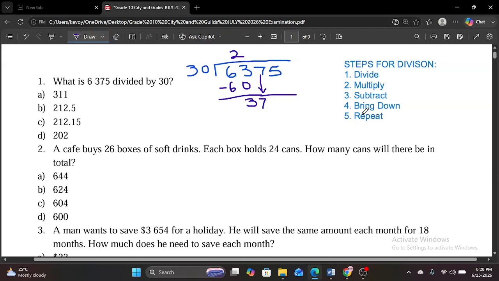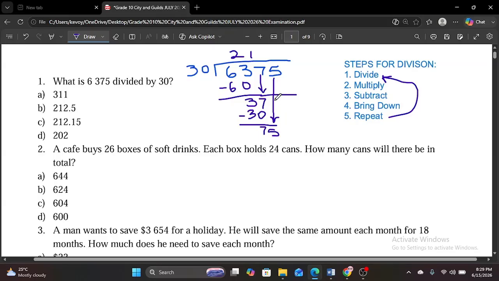All right, so after we bring down, we repeat the steps, so we're going back to divide. How many times can 30 go into 37? One time. After we divide, multiply, so 1 times 30 is 30. After you multiply, you subtract, so 7 is what we have left after we subtract 30 from 37. After we subtract, we bring down the 5. So that's going to be 75.